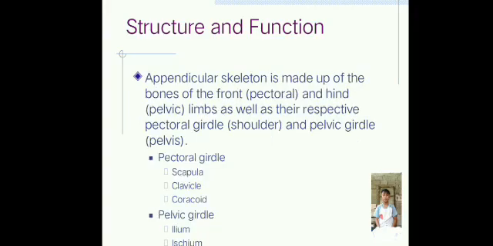Structure and functions. Appendicular skeleton is made up of the bones of the front (pectoral) and hind (pelvic) limbs as well as their respective girdles: the pectoral girdle (shoulder) and pelvic girdle (pelvis). Pectoral girdle: scapula, clavicle, coracoid. Pelvic girdle: ilium, ischium.